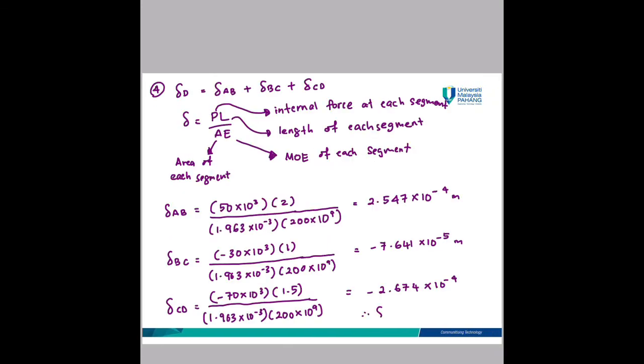Therefore, the displacement at D is equal to, you do the calculation, then you will get negative 8.916 times 10 negative 5 meter. This is your answer. Why is it negative? Because D moved to the left. Point D is the last one, negative means move to the left. And the question also asks you to calculate the displacement of point B relative to C, which is segment BC. So you just take this answer for segment BC.